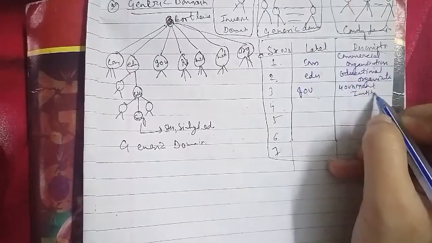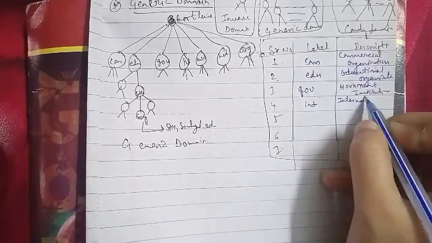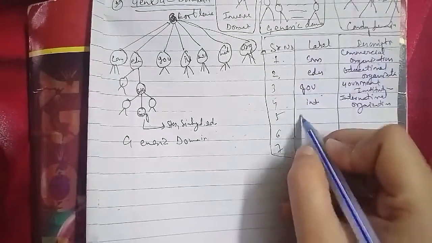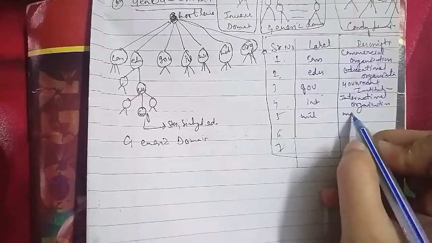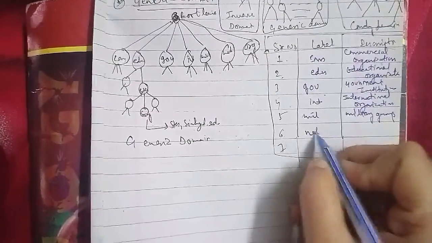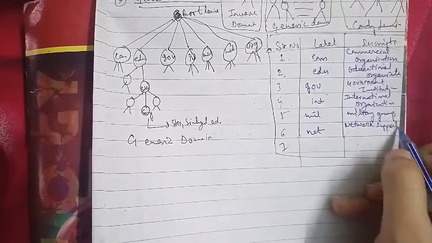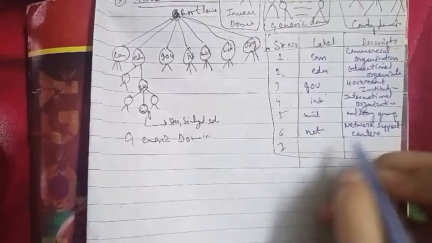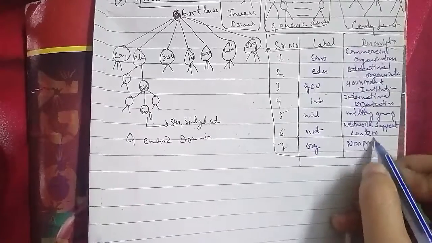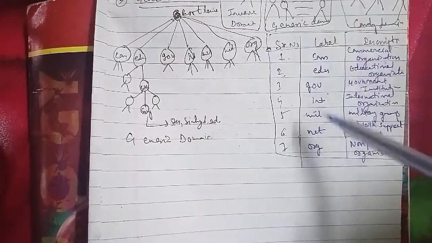The next is int, which is international organization. The next is mil, which is military group. The next is net, which is network support centers. The next is org, which is non-profit organization. So these are the generic domain labels, and now we'll discuss the country domain as well.